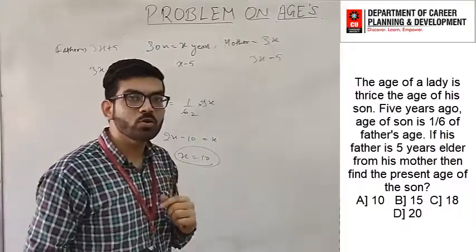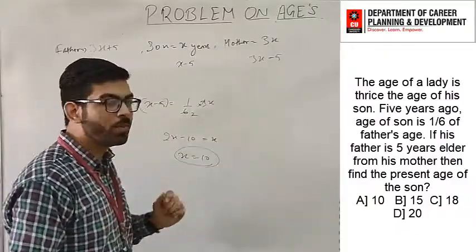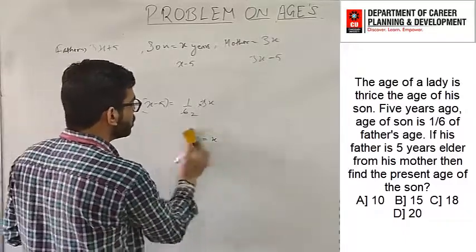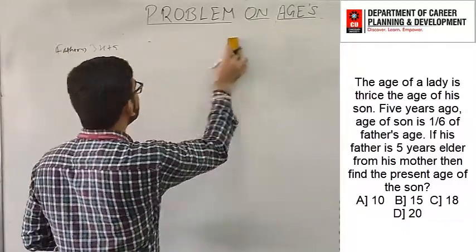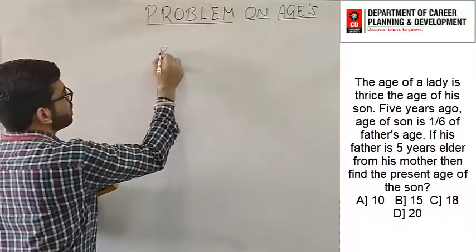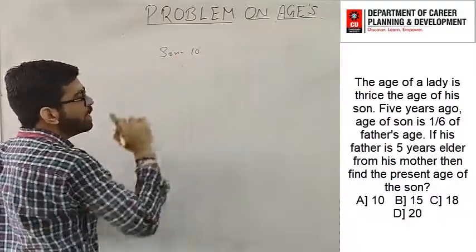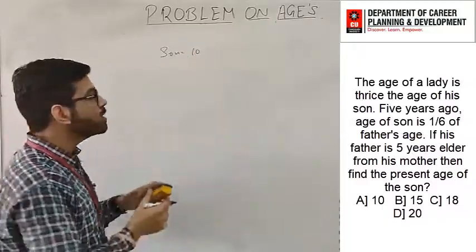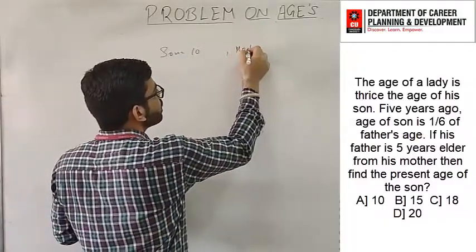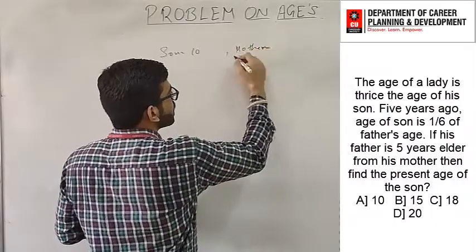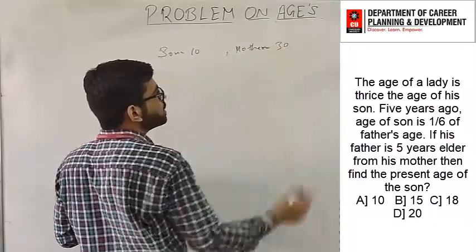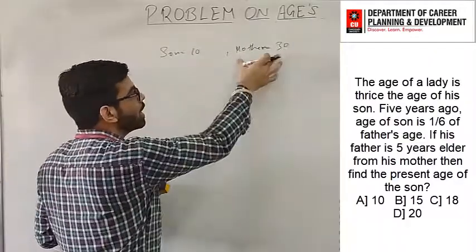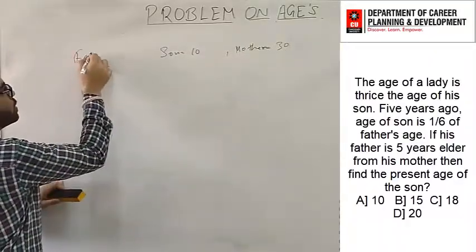There is one more method to solve this type of question. Just pick the examples. We have picked example number 1, that is option A, 10. So let's assume that the son's age is 10 years. According to the question, the mother is thrice his son's age. That means the mother's age will be thrice this number, that is 30 years. And according to the question, his father is 5 years elder than his mother.